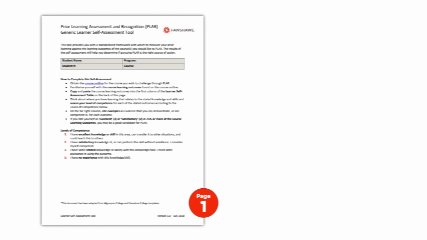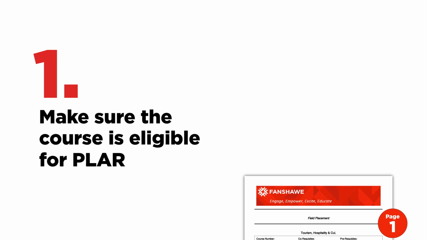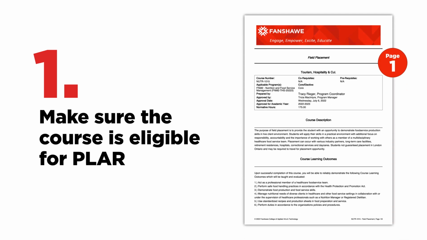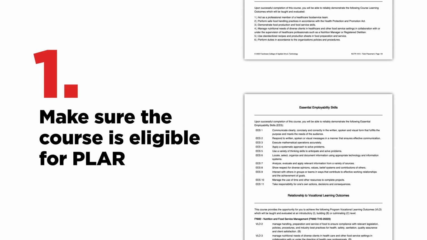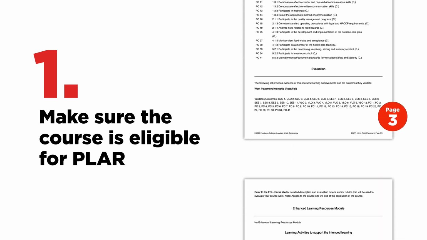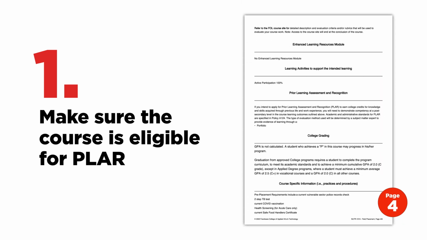To use this template, first make sure the Fanshawe College course you're considering is eligible for PLAR. Assessments are done on a course-by-course basis. To determine if your course is eligible for PLAR, you're going to go to the course outline and to the section called Prior Learning Assessment and Recognition. This part of the course outline here will tell you specifically if the course is eligible for PLAR, and if it is, what the method of assessment is.